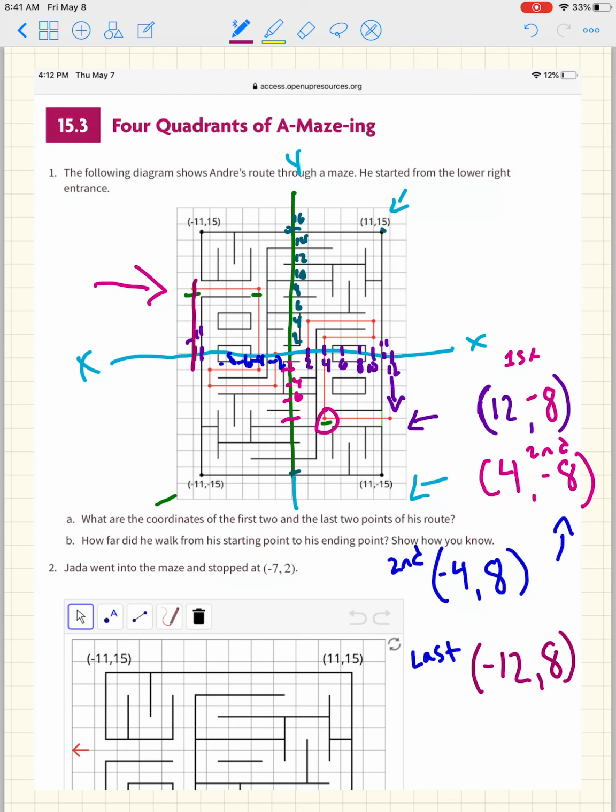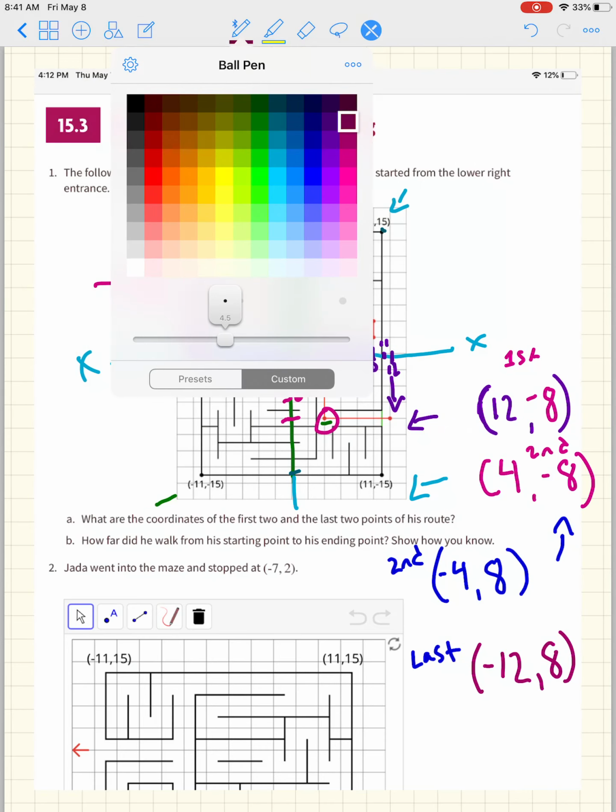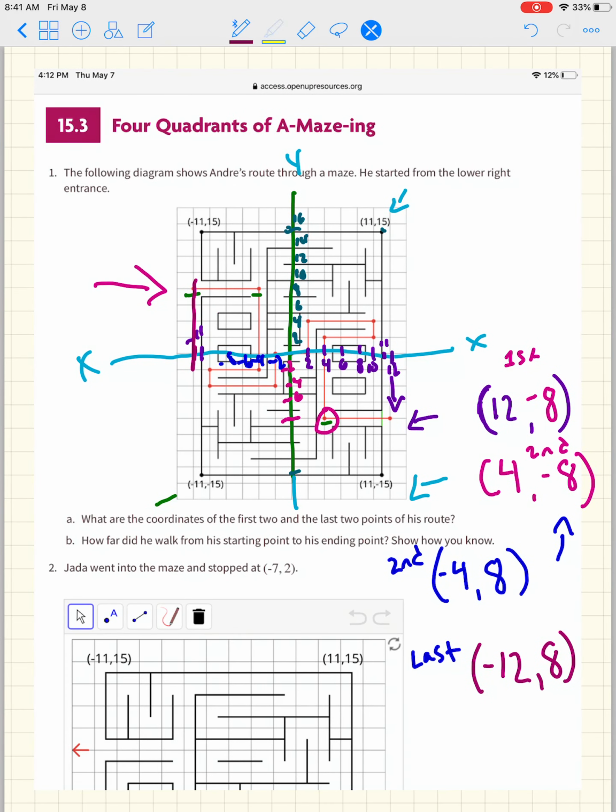Part B asks, how far did he walk from his starting point to his ending point? Show how you know. So it wants to know the distance between the two. There are different ways you could go about doing this. This is his starting point. I'm going to highlight it. And his ending point is right here.